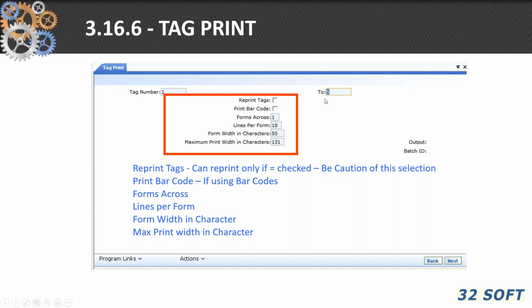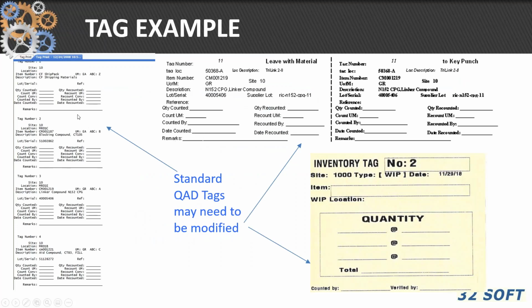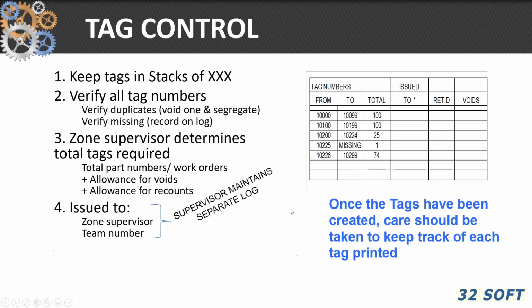You are normally not allowed to reprint tags unless you check this little box. Be cautious of that. The rest of these determine how they're going to print on the form. I know a lot of people don't like the standard QAD tags, so I've seen Access used to generate tags, and rewritten Progress reports. This is compliments of Robert Cohen out at Dynacast, and so you need to probably have a two-part form that you can use as your tag count.